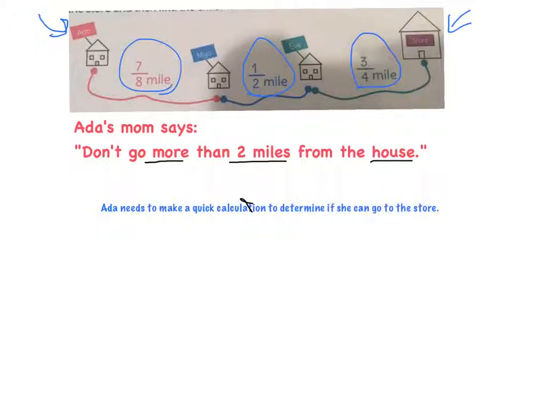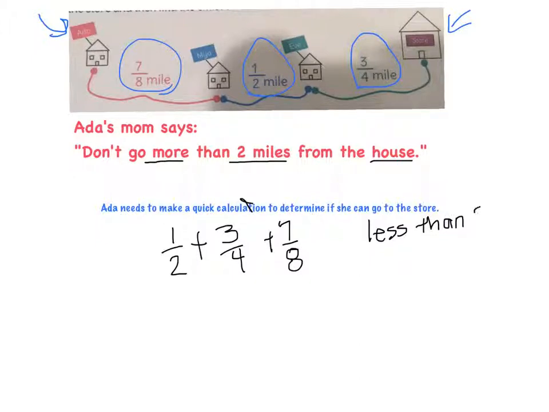Again, looks like we're going to have to add them. And I'm looking once again at my baseline. I'm going to start with my 1/2 plus 3/4 and then plus 7/8. And I'm looking for less than 2 miles.